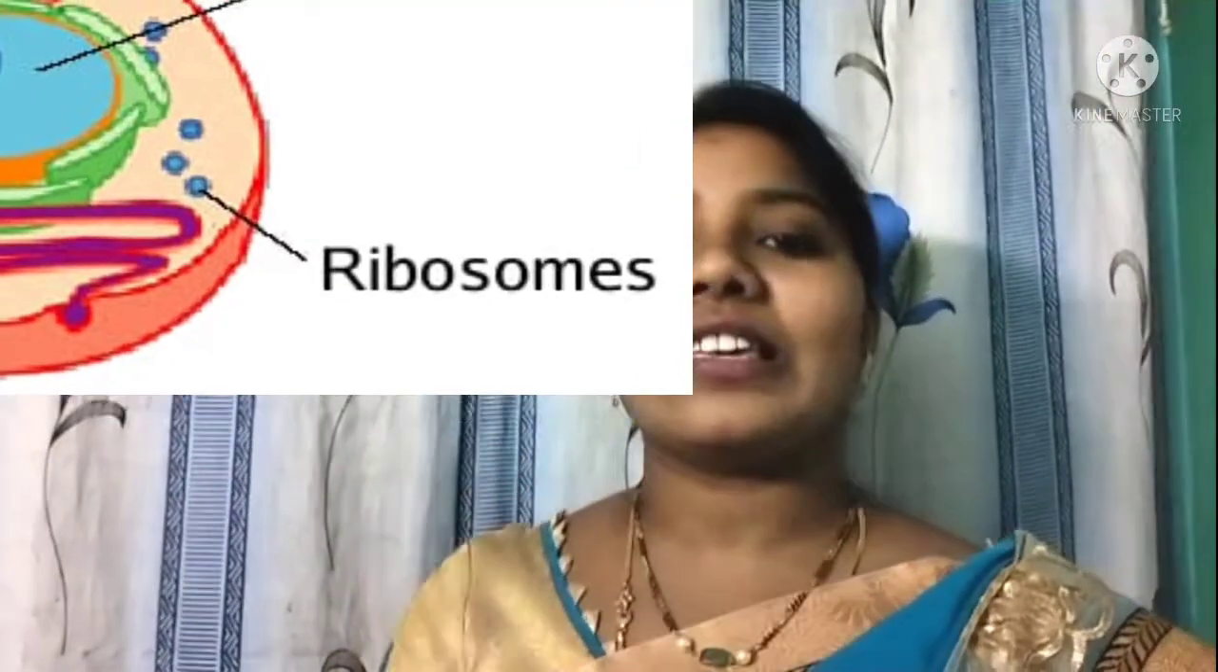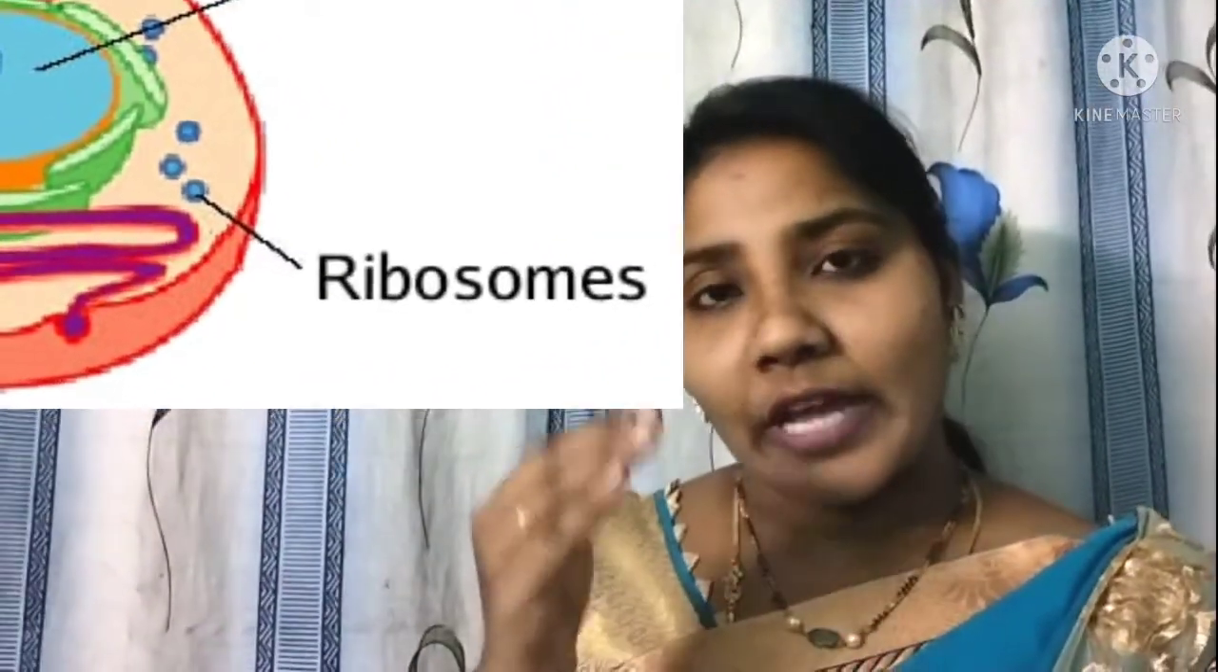Now coming to the ribosomes. The next cell organelle is ribosomes. Ribosomes are small granule-like structures which are present in the cytoplasm of the cell. These are formed with RNA and proteins. These are scattered freely in the cytoplasm. Ribosomes attached to the endoplasmic reticulum is called rough endoplasmic reticulum. Ribosomes are mainly sites for protein synthesis.